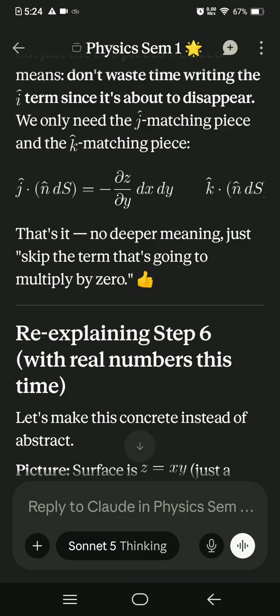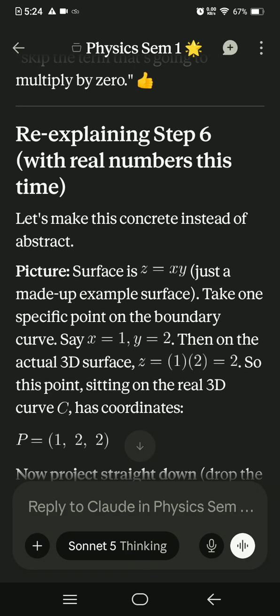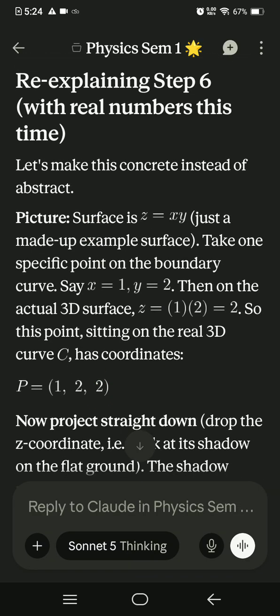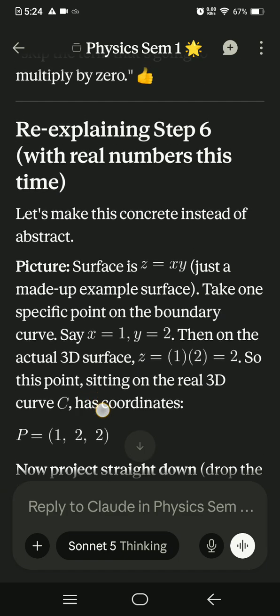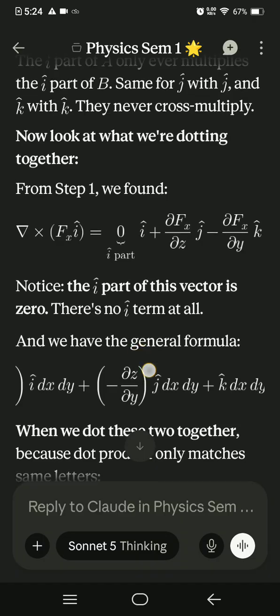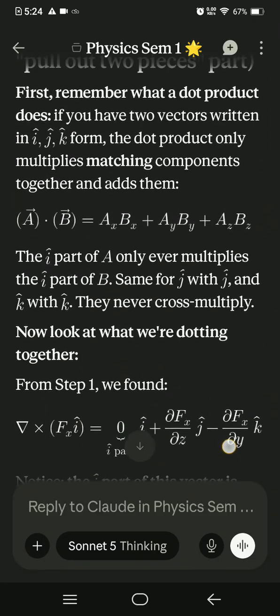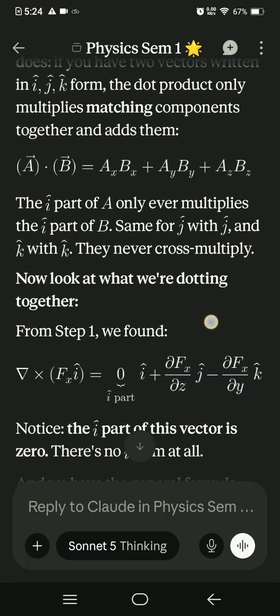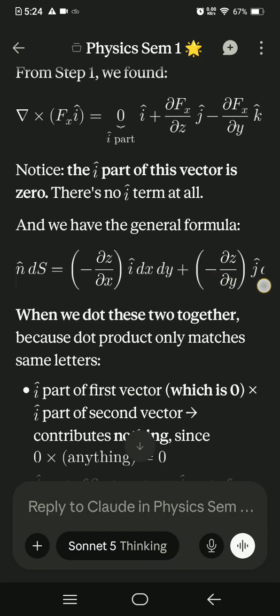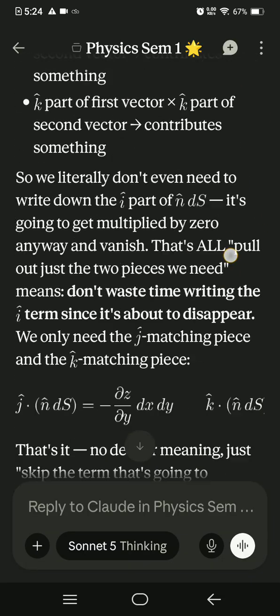Re-explaining step 6 with real numbers this time. Let's make this concrete instead of abstract. Was step 2 clear? No. This was the step 2.